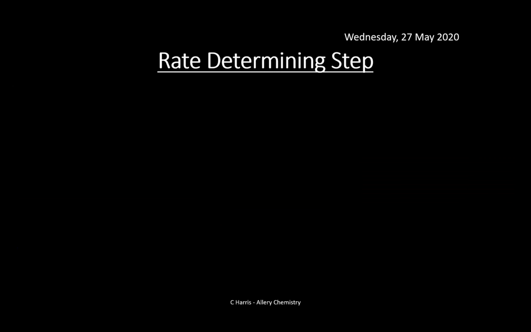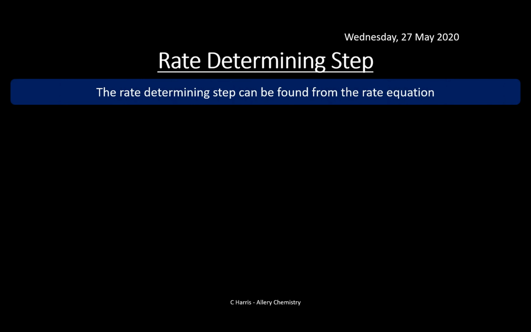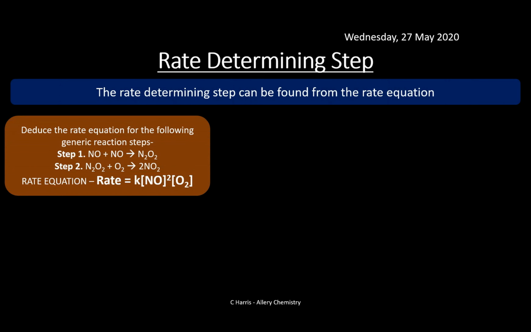Okay, so let's look at some further examples of this. The rate determining step can be found from the rate equation as well. So let's have a look here. We've got the overall reaction, and we deduce the rate determining step for the following. Obviously this is not generic, this is a proper reaction, so we'll remove the word generic.